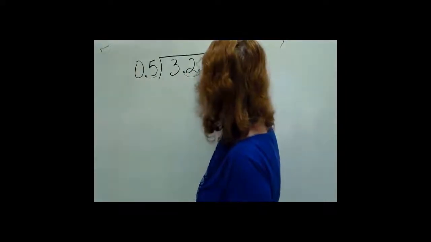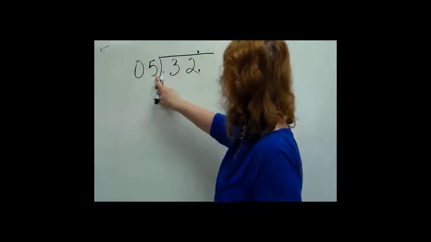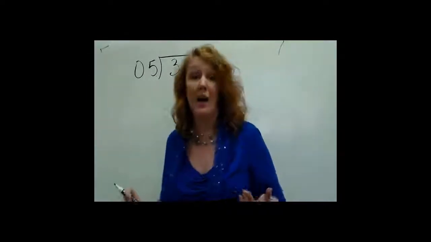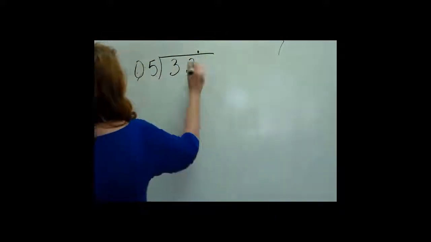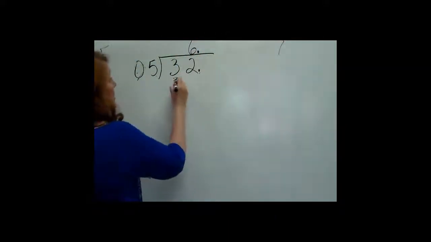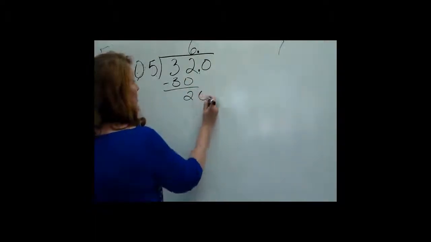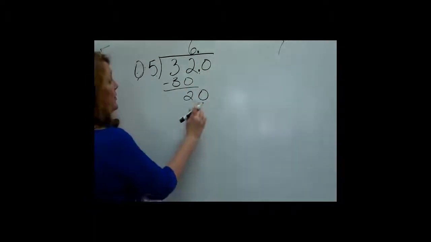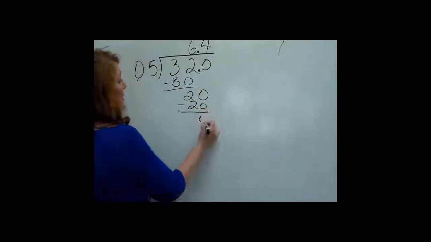And I'm going to put it right there, and now this is gone. So now I've got the problem 5 into 32. 5 goes into 32 6 times. 6 times 5 is 30. Subtract and I get 2. I'm going to annex a 0 so I can bring down a 0. And 5 goes into 20 4 times. 4 times 5 is 20. Subtract and I get 0.